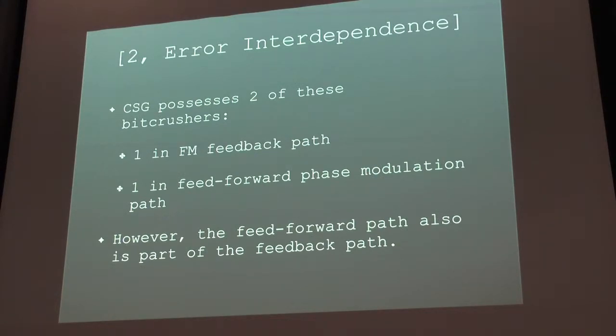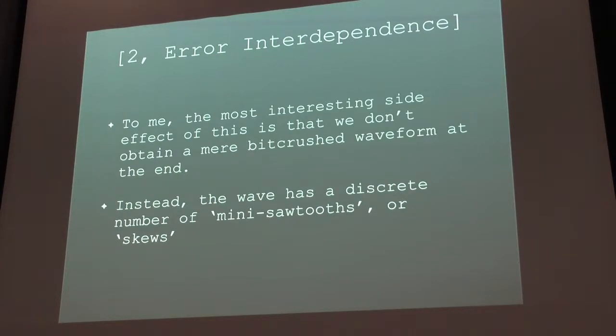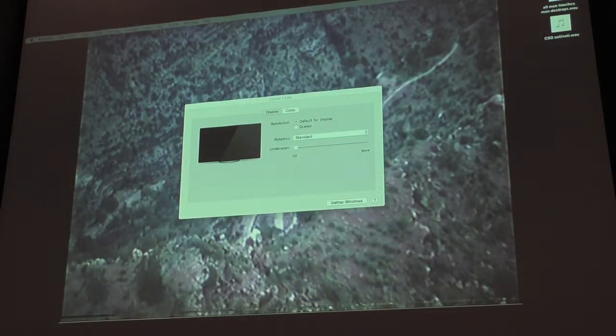So CSG uses two of these bit crushers, one in the FM feedback path and one in the feed-forward phase modulation path. But in the feed-forward path, it ends up being part of the other feedback path because it's all intertwined. To me, the most interesting side effect is that we don't actually obtain just a bit crush waveform. We instead get these mini sawtooths. And I think this would be a good point to just show what I'm talking about.